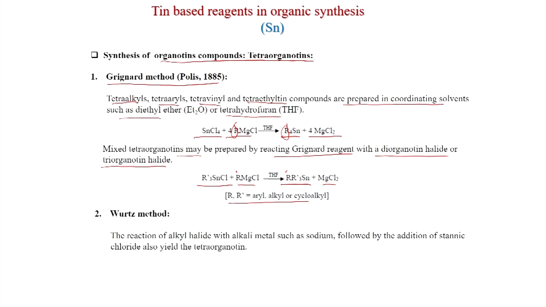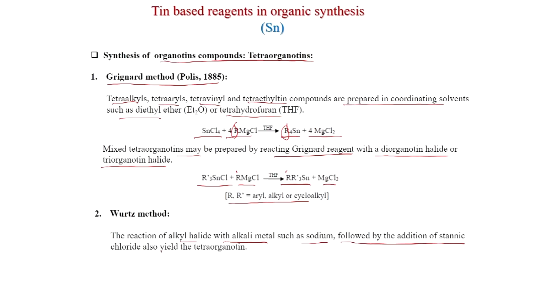Wurtz method, the reaction of alkyl halide with alkali metals such as sodium. So, instead of Grignard you can directly use alkyl halide, and that is the Wurtz method, with sodium followed by the addition of stannic chloride, also giving the tetraorganotin. So, this is the equation, you can see SnCl4, 4 RCl, 8 sodium in pentane, it produces tetraalkyl tin and 8 molecules of sodium chloride are produced. So, R is equal to alkyl or aryl.